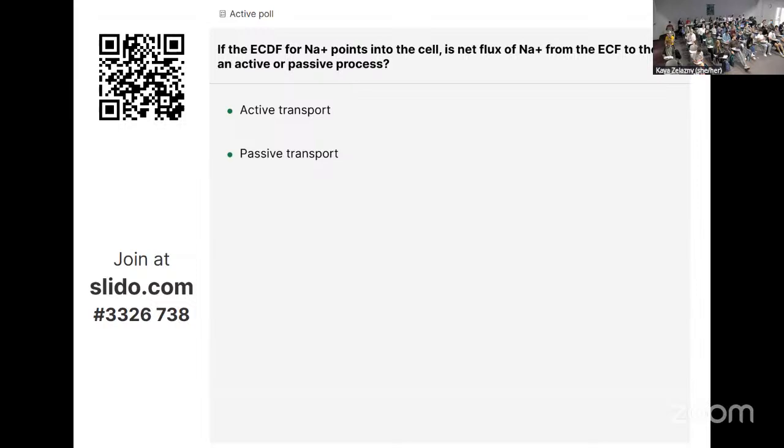So pulling this and combining it with our electrochemical driving forces, let's think about electrochemical driving forces for sodium, which we just did, and try to link this up to the words active and passive. You've seen these in your prerequisite courses, I hope, but we're certainly about to talk about them. If we've got an ECDF for sodium pointing into the cell, is our net flux of sodium from the ECF into the ICF going to be active or passive?